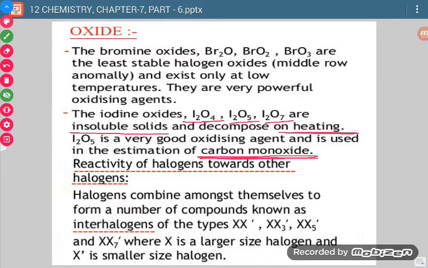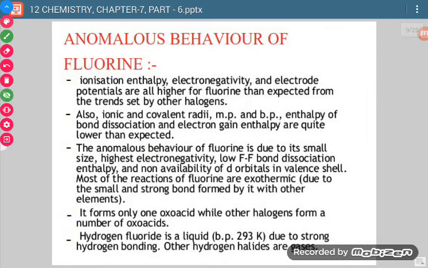Now, how halogens react with other halogens, how one halogen can react with any other halogen. We are going to discuss this in this session itself: such compounds where all the atoms are different halogens are called interhalogens. So halogens react among themselves also to form certain molecules, and those molecules are called interhalogens.